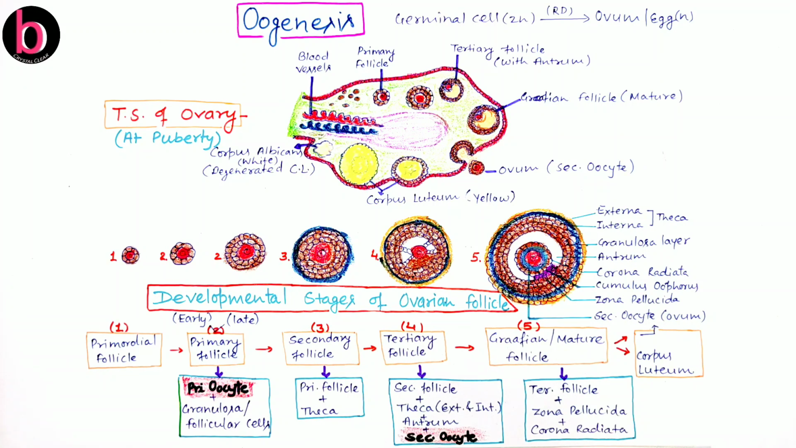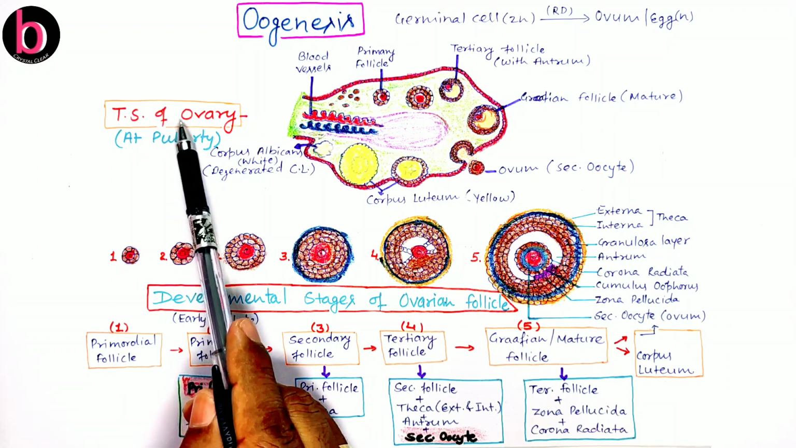Now, there are a few important points regarding oogenesis. First, oogenesis is a discontinuous process. Why is it discontinuous? Because there are two temporary arrested phases that we will discuss further in the same lecture. Second, oogenesis takes nearly 10 to 12 years for completion and this continues after puberty.